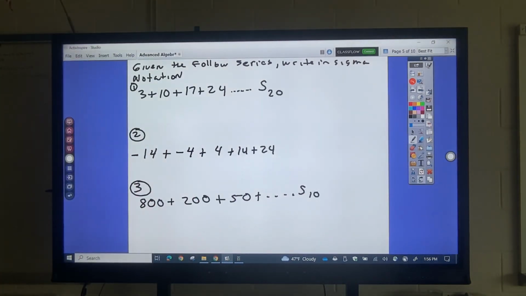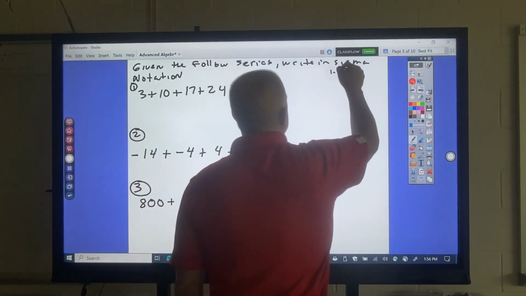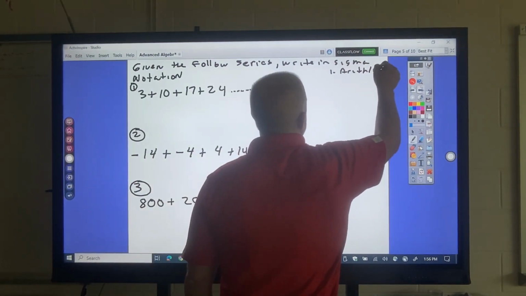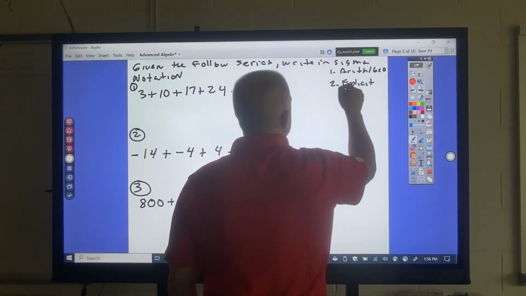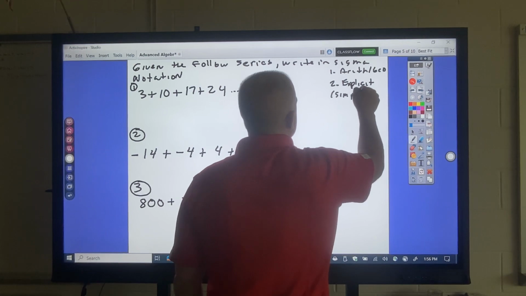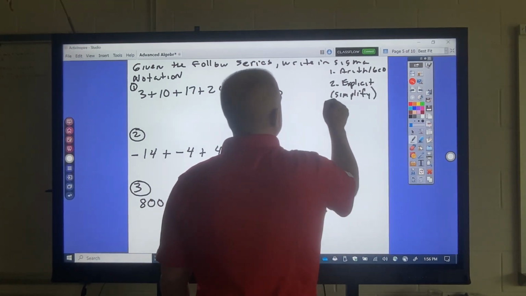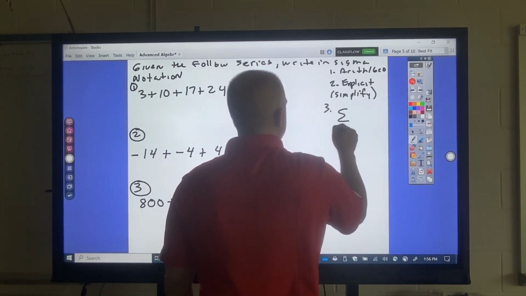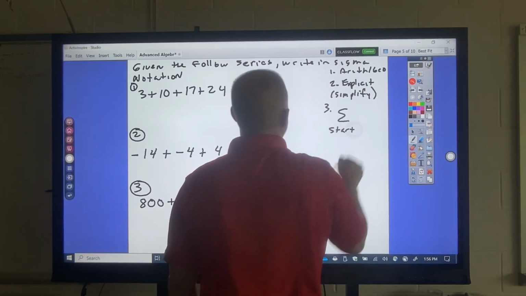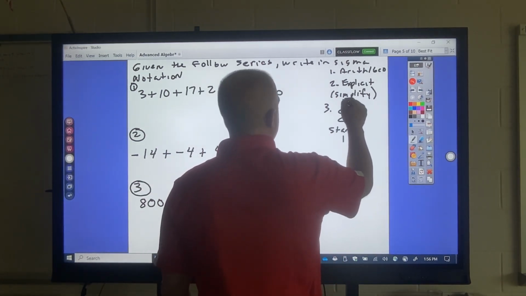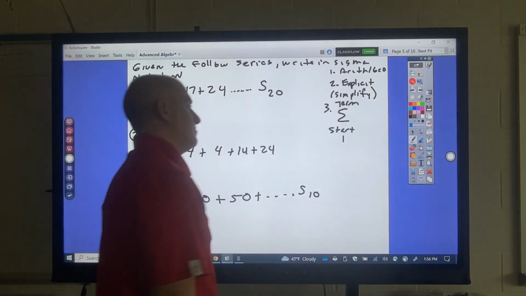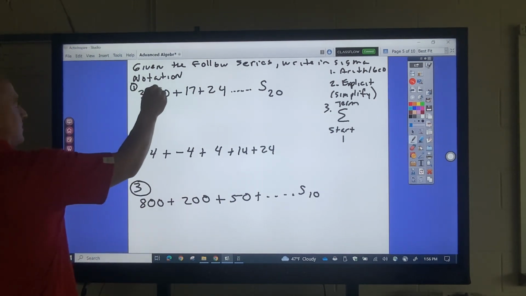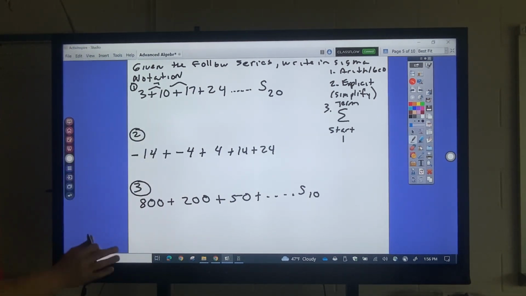Now, given the series, write the sigma notation. Here's what you have to do. Same deal. You got to figure out if it's arithmetic or geometric. You're going to write the explicit formula, and you're going to simplify that explicit as much as you can. Make it easy. Make your start number 1, and then whatever term they want you to find up there. So this is a difference of 7, so that is arithmetic.